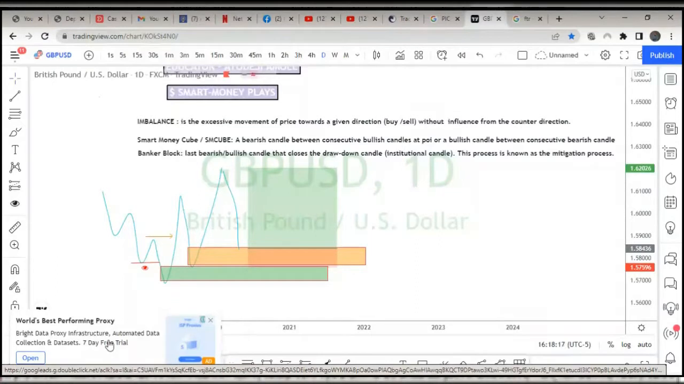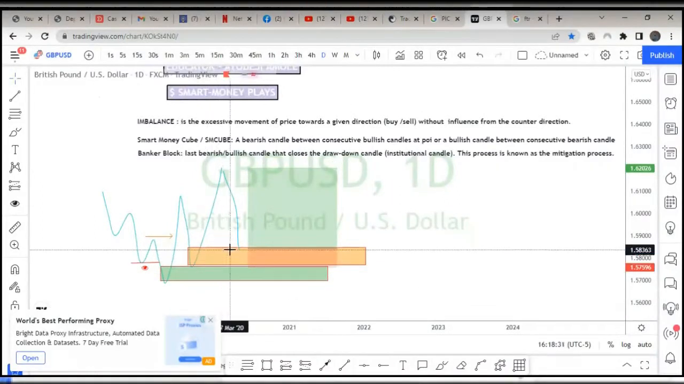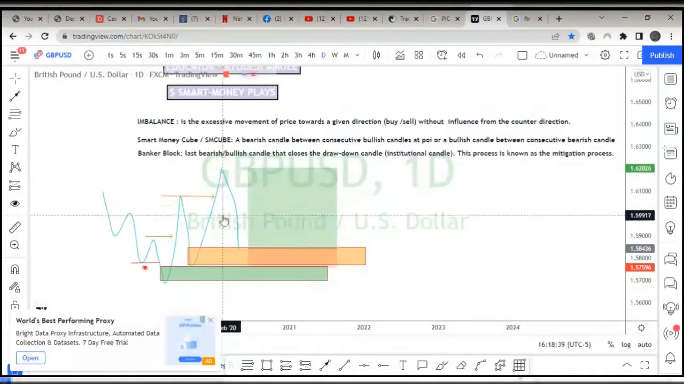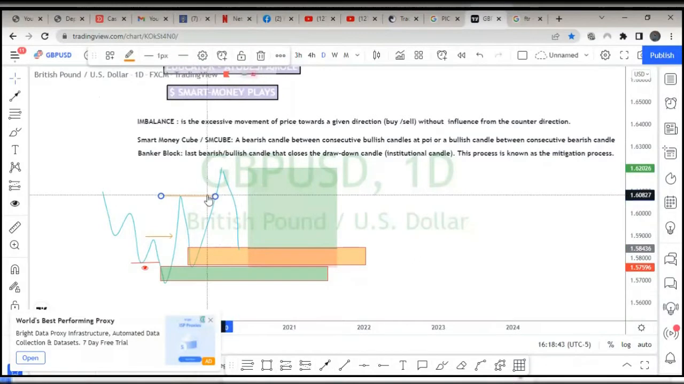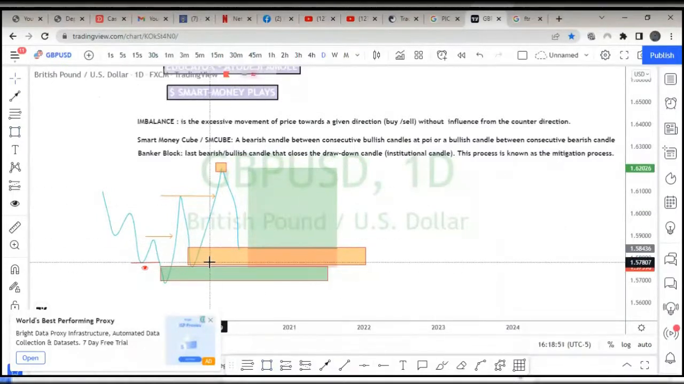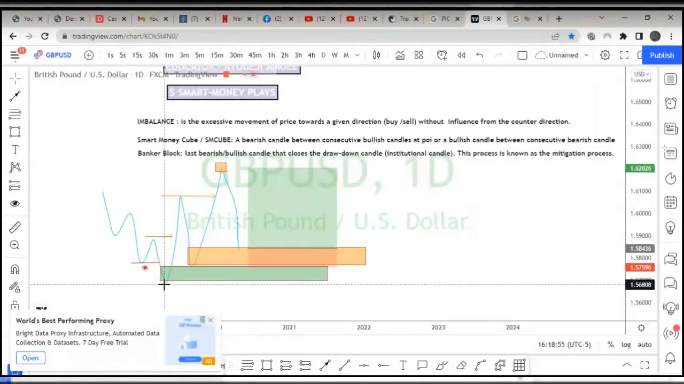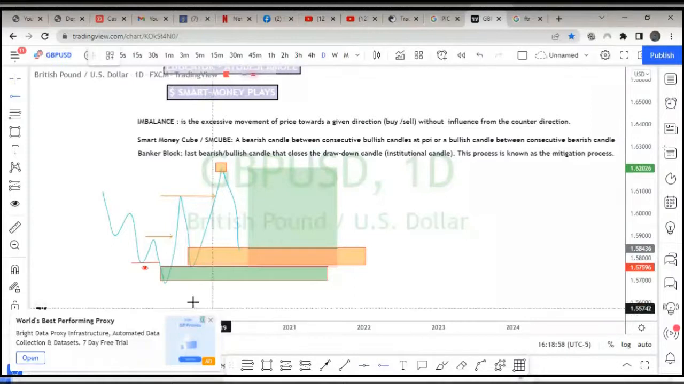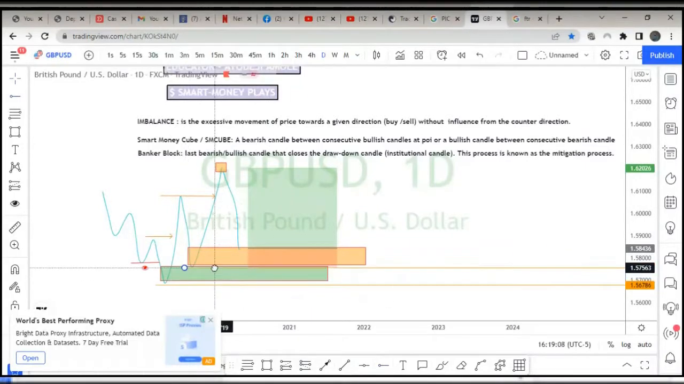Now you need to know that what validates a banker block is the creation of a new high or a new low. What am I trying to say? What validates that this place is a banker block is that this structural point gets broken. And when the structural point gets broken, it means a new high has been formed. That's what validates this banker block. If this thing does not happen, this is still your range, until this happens. Do we understand?